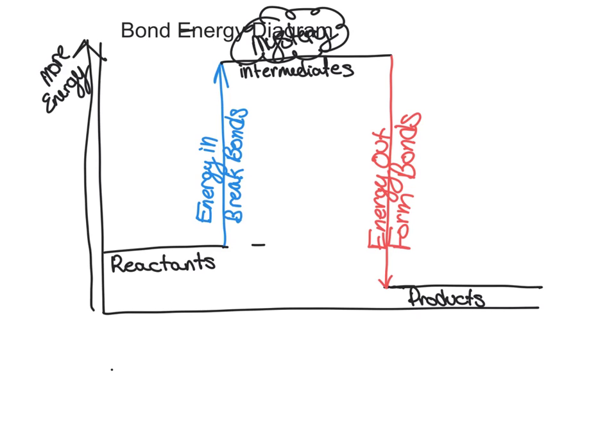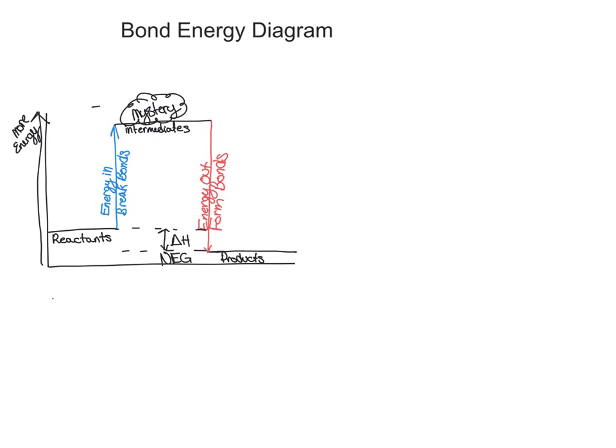Now if you take a look at this one, there's a difference in height from where we started with the reactants and where we ended with the products. This change in height on this graph we refer to as delta H. And since in this case it's lower, we can see that the energy of the system is lower than what it started with.